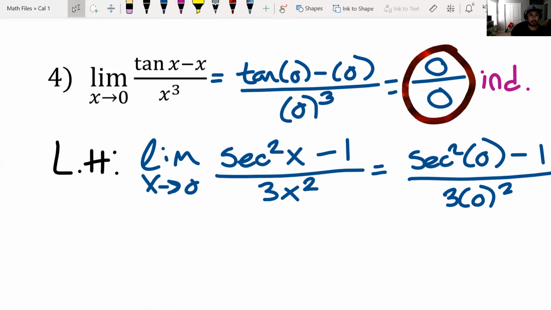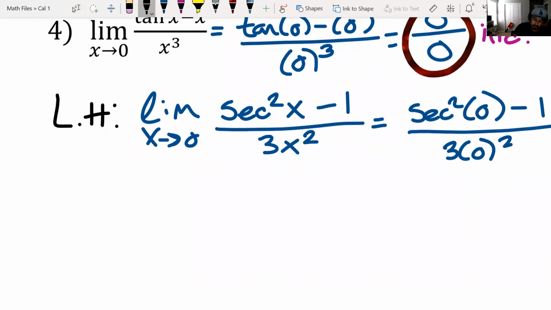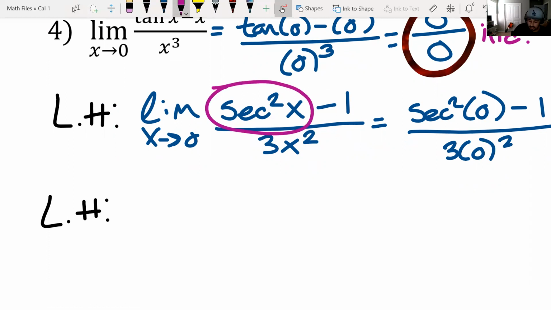So with that being said, let's see. We must take that derivative one more time. So this means that L'Hopital's one more time. And when we take our derivative, let's look at secant squared x, right? Yes. So for 1 second, you're going to probably want to rewrite this as secant x squared.